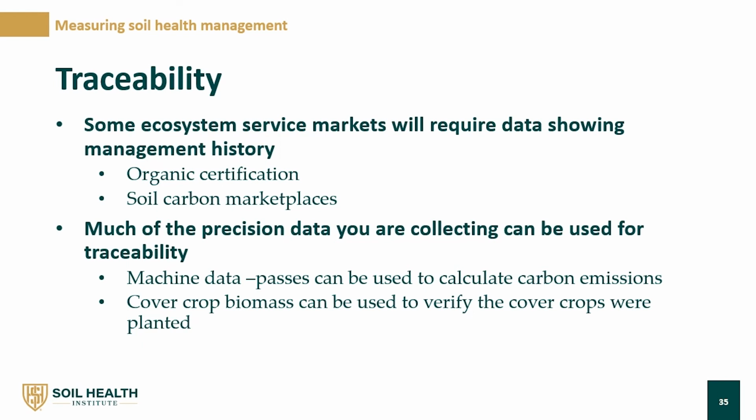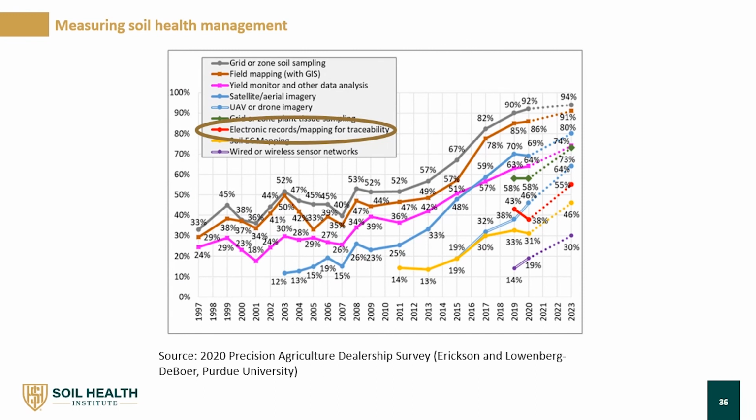So just to show that I'm not completely crazy about this, there is some indication from surveys of precision ag dealers that these are important things emerging in the marketplaces. So if you look at the sort of red line around 2019, 2020, we see that 40 to 38% of respondents are doing some sort of traceability. And then that's just projected to increase to around 50% over the next several years. So this is an emerging place where you could really be competitive by providing this new service that can help your clients diversify their assets.